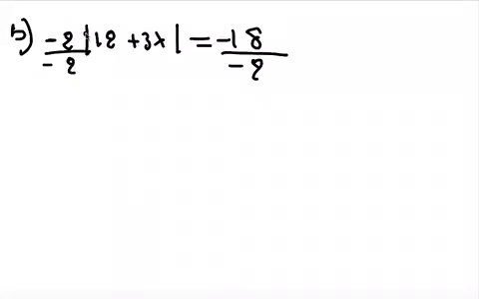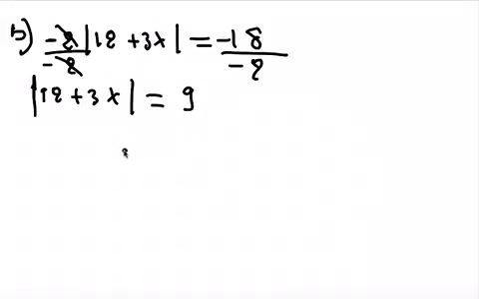Negative 2 and negative 2 can be cancelled out. We can cancel this one. We'll have the absolute value of 12 plus 3x alone now, and negative 18 divided by negative 2 is 9. It is easier to solve now.